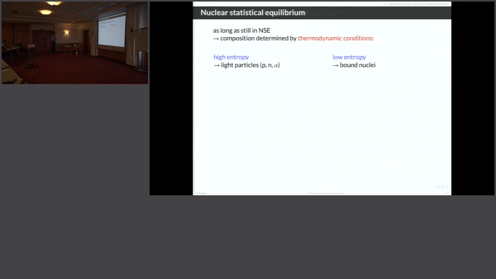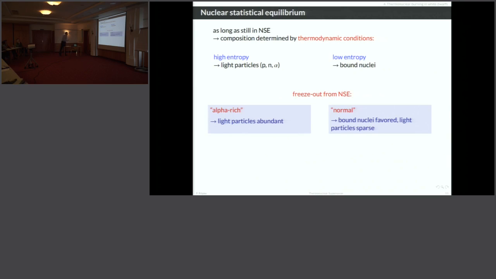Now, why is this important? Well, as long as we are still in nuclear statistical equilibrium, the composition is determined by the thermodynamic conditions. For high entropy, we have predominantly light particles, protons, neutrons, and alpha particles. For low entropy, we have bound nuclei. Now, depending on the conditions under which the freeze out from nuclear statistical equilibrium happens, whether under high entropy or low entropy conditions, we have different kinds of freeze out.